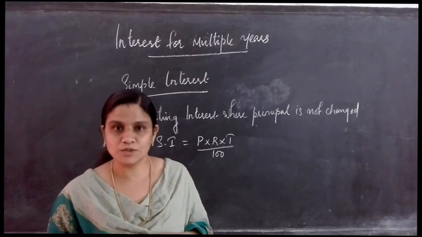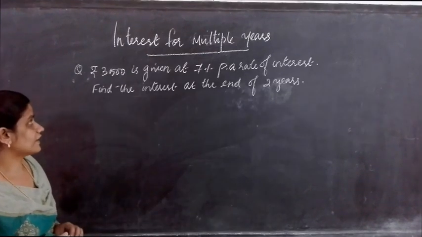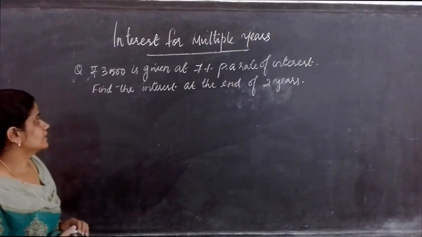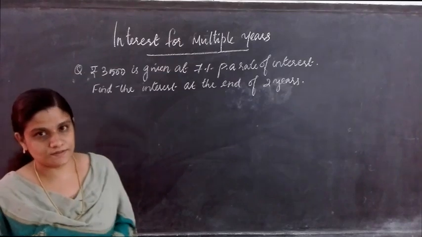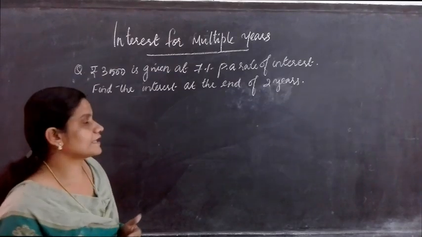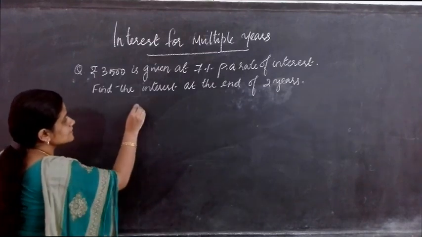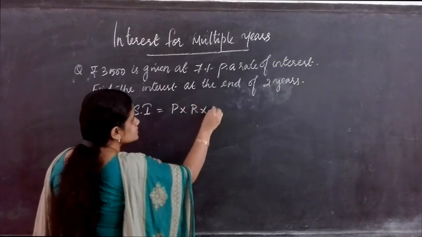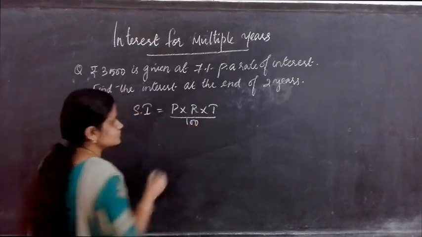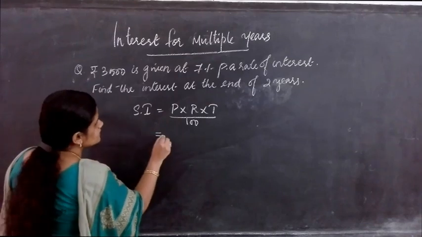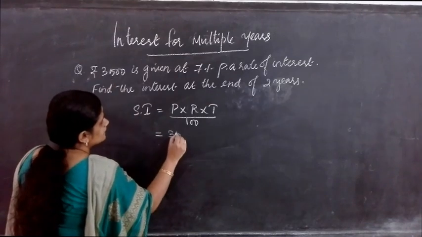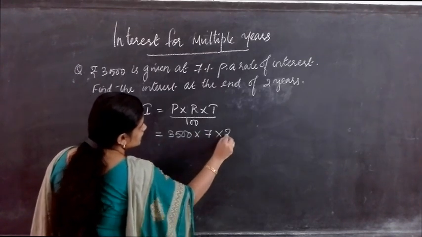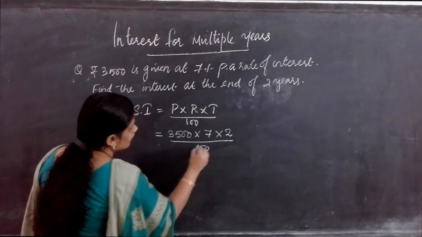Okay. Rupees 3,500 is given at 7% per annum rate of interest. Find the interest at the end of 2 years. As I said, here we have to find the interest at the end of 2 years, where we can write simple interest is equal to P into R into T by 100. Okay, so here what is the principal amount? It is 3,500 into rate of interest 7, time period 2 by 100.